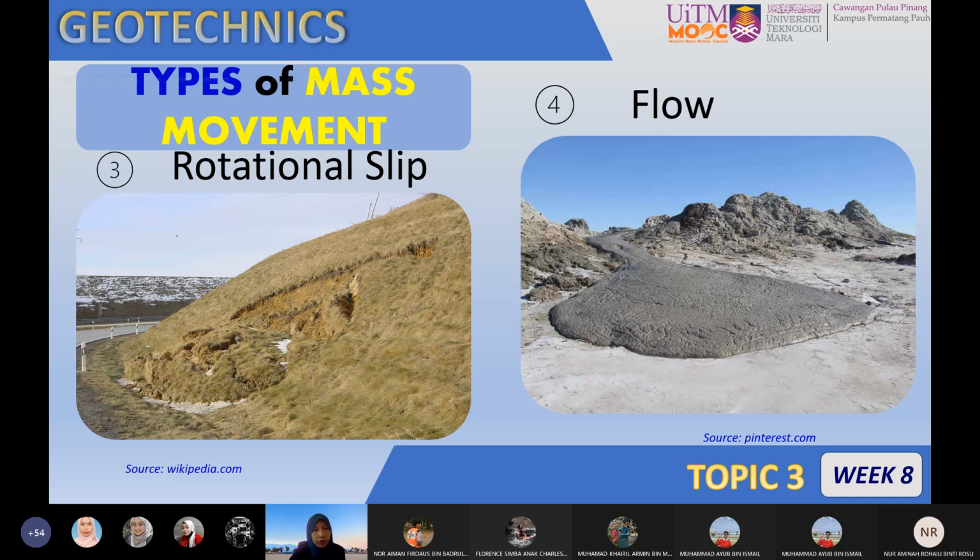Okay, how about the flow? Flow, you can see that it comes together with water. By definition, flow here is a slipping mass internally disrupted and moved partially or wholly as a fluid. So it consists of fluid coming together with the failure. This can come after heavy rain, and then we have some kinds of landslide. Wherever slope failure happens in fluidity conditions, that is categorized as flow mass movement.